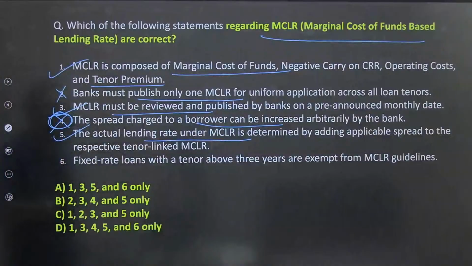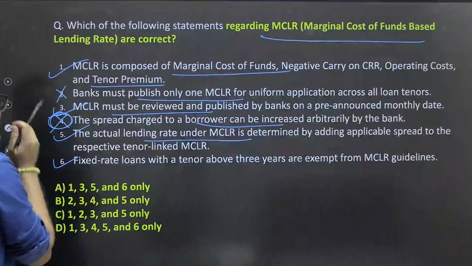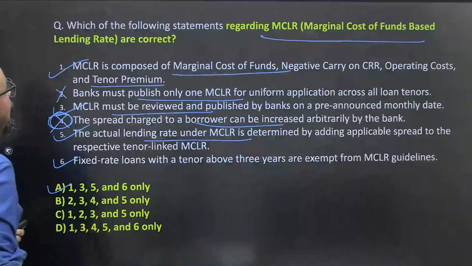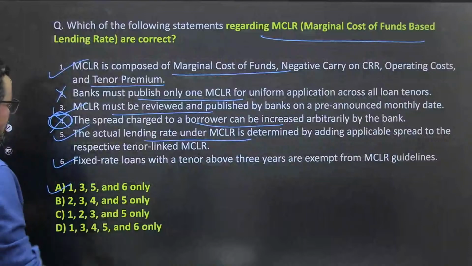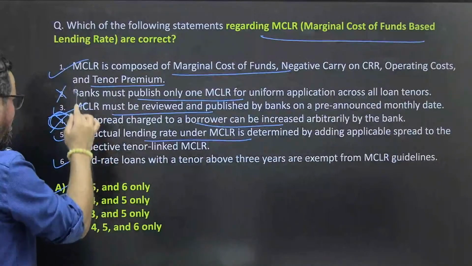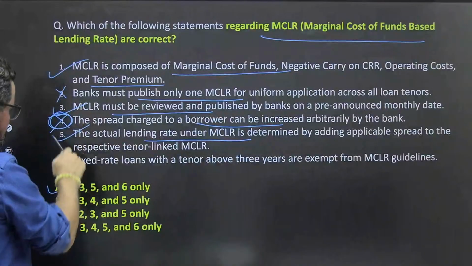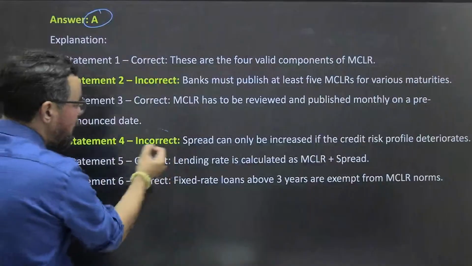Fixed rate loans with a tenure above 3 years are exempted from MCLR guidelines. बिल्कुल सही है, ठीक है। So 1356, yes, that means this is wrong. एक बार देख लेते हैं। Third, that means this is wrong, means 1346. क्या है हमारा आंसर, 1356. So the fourth statement is incorrect.